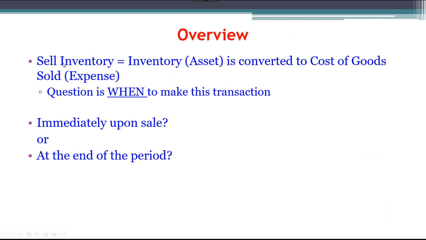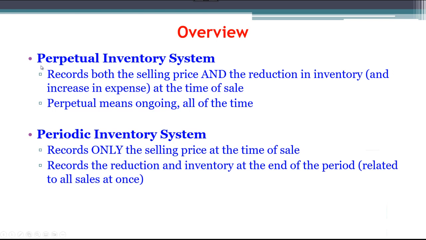So as an overview, we are trying to sell the inventory, and at that time, we have, of course, the sales price itself that we're going to handle. There's a sales portion of the entry, but we also have to convert that inventory asset to cost of goods sold, which is an expense. That's the amount we're actually using up. Now the big question is, the first question is, when do we make this transaction? The cost portion of the entry. Do we do it immediately at the same time that we sell the product? Or do we do it at the end of the period with all sales throughout that period? And that depends on what system they're using.